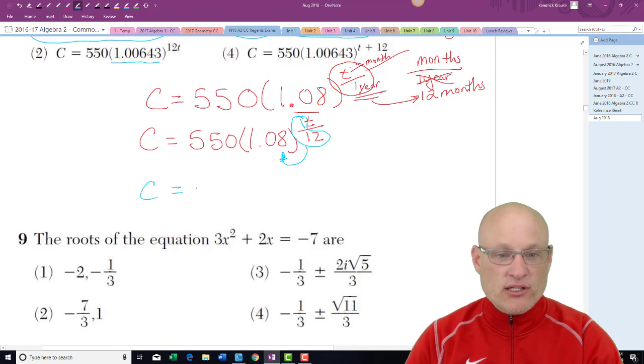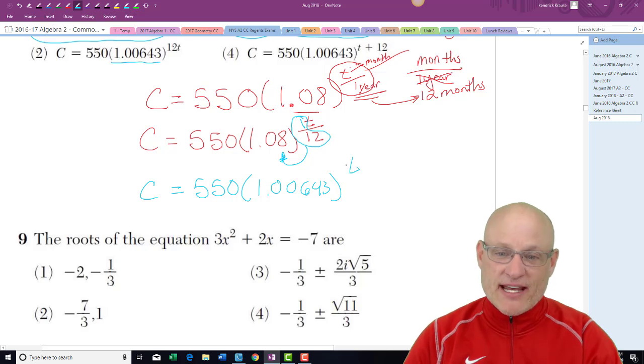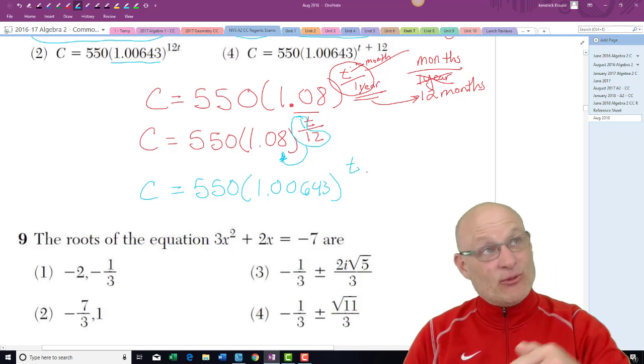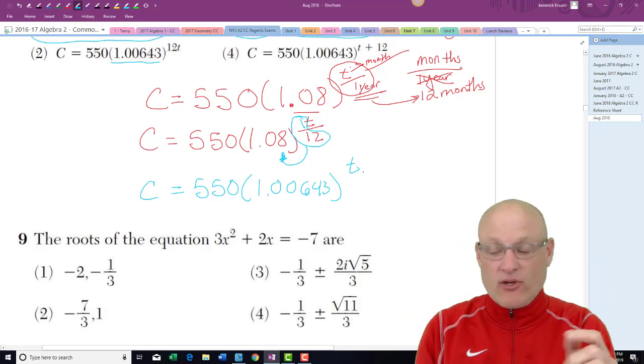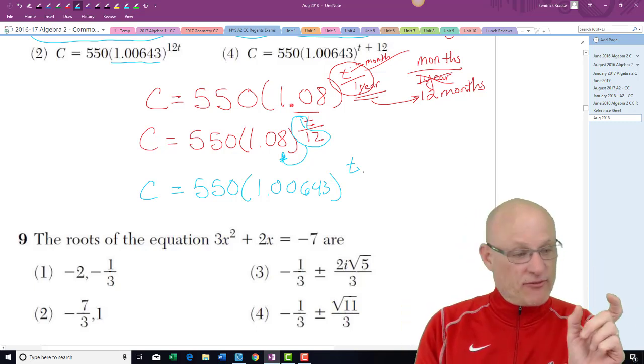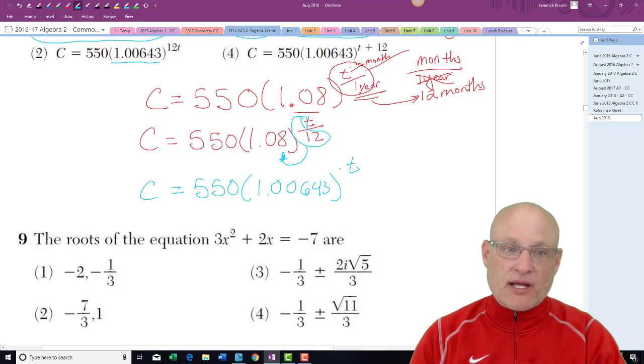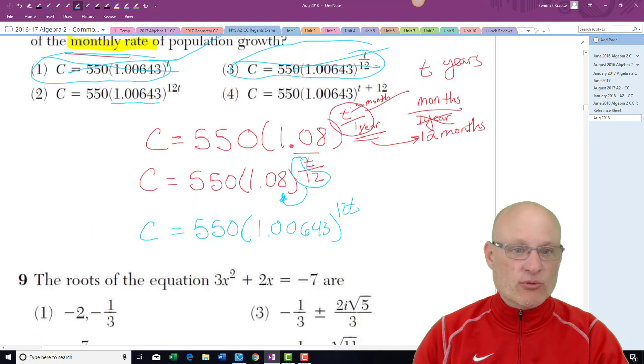So we get C equals 55, 1.00643 raised to that. Now you can't have t, because t was still in terms of years, and we're going to cut this down into monthly little segments. For every year, we have 12 segments, so we have to multiply this by 12. And that's why choice 2 is the right answer.